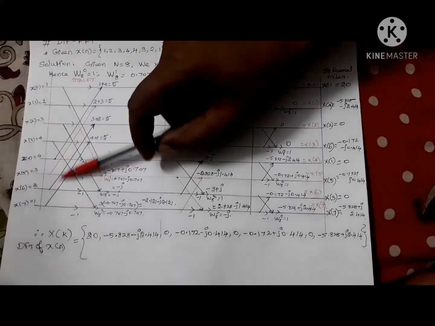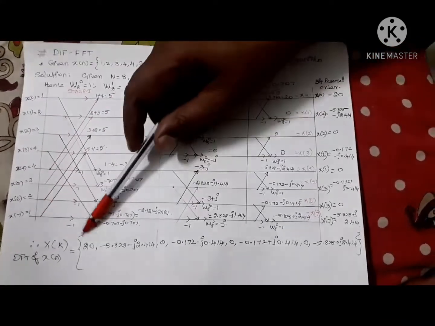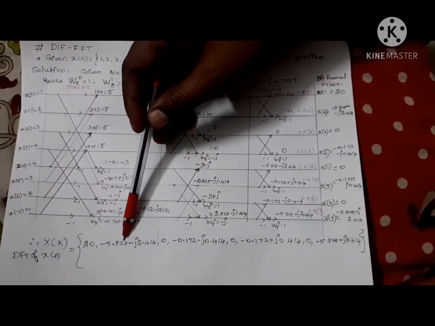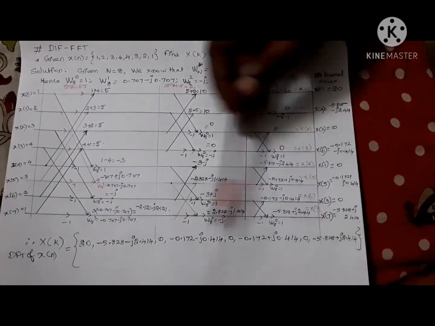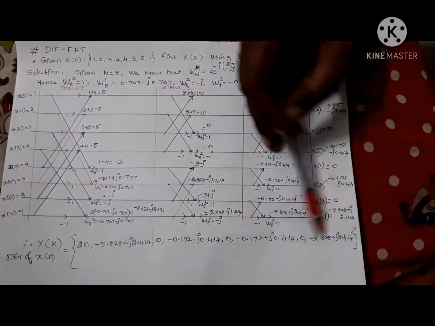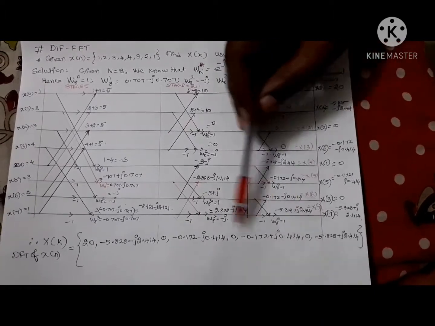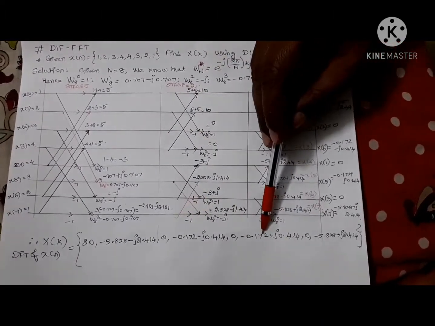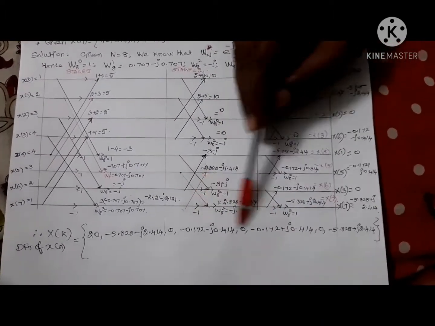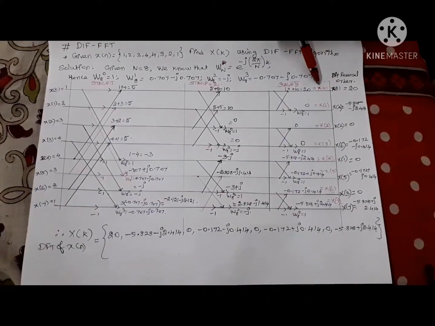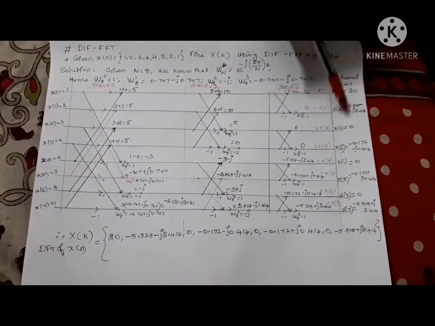So you can check it: 1 2 3 4 4 3 2 1. This is the first value, 20. The next value, this last one is conjugate. Here minus, here plus. Then another one is 0 0, so no problem. Here minus 0.172, here minus 0.172 plus j, here minus j plus j. So in this stage we'll get the output, then we'll do the bit reversal position.